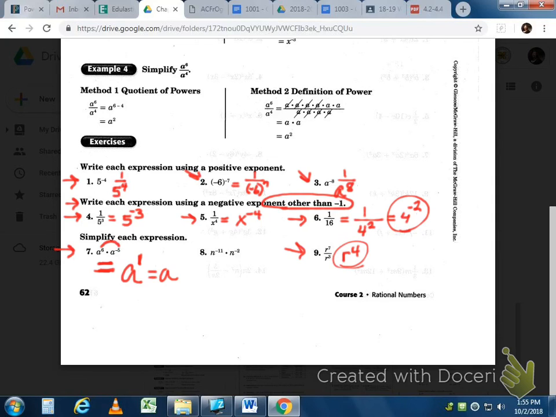Since we haven't had one ending in a negative, I better do number 8. N to the negative 11th times n to the negative 2. Anybody want to try it? Okay, Liam. It would be n to the negative 14. Negative 11 and negative 2. Oh, I thought that was 3. That's okay. It would be n to the negative 13. But we can't leave a negative, so then that would become what? 1 over n to the 13th power. Good job. Questions?